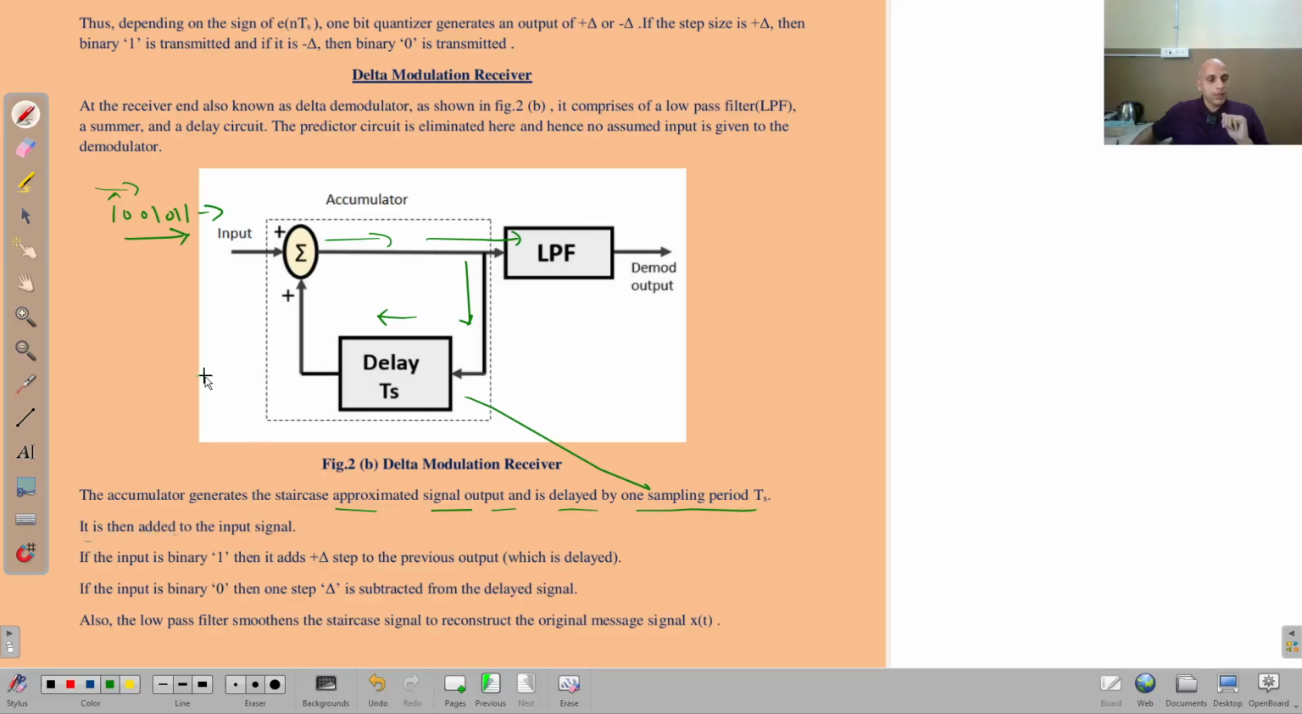If it is then added to this, if the input is binary 1, then this circuit adds a plus delta step to the previous output, what was there one step before. If this input is a 0, it means a step delta will be subtracted from the previous delayed signal, subtracted negative delta. So this is how we will get the output staircase kind of waveform. I can show you here.